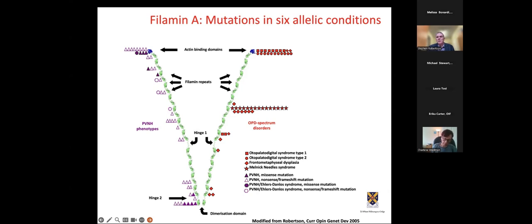The gain of function conditions, in red, are much more clustered, though. You'll see that a lot are clustered in the actin binding domain, and affect that. And then we have certain repeats over the filamin rod, which are clearly the targets for mutations which lead to given conditions, whether it be Melnick-Needle syndrome, the terminal osseous dysplasia, or OPD2. Frontometaphyseal dysplasia is really the only exception. It seems to be distributed across all of these clusters and lacks the genotype-phenotype correlation of the other filamin-related skeletal phenotypes.